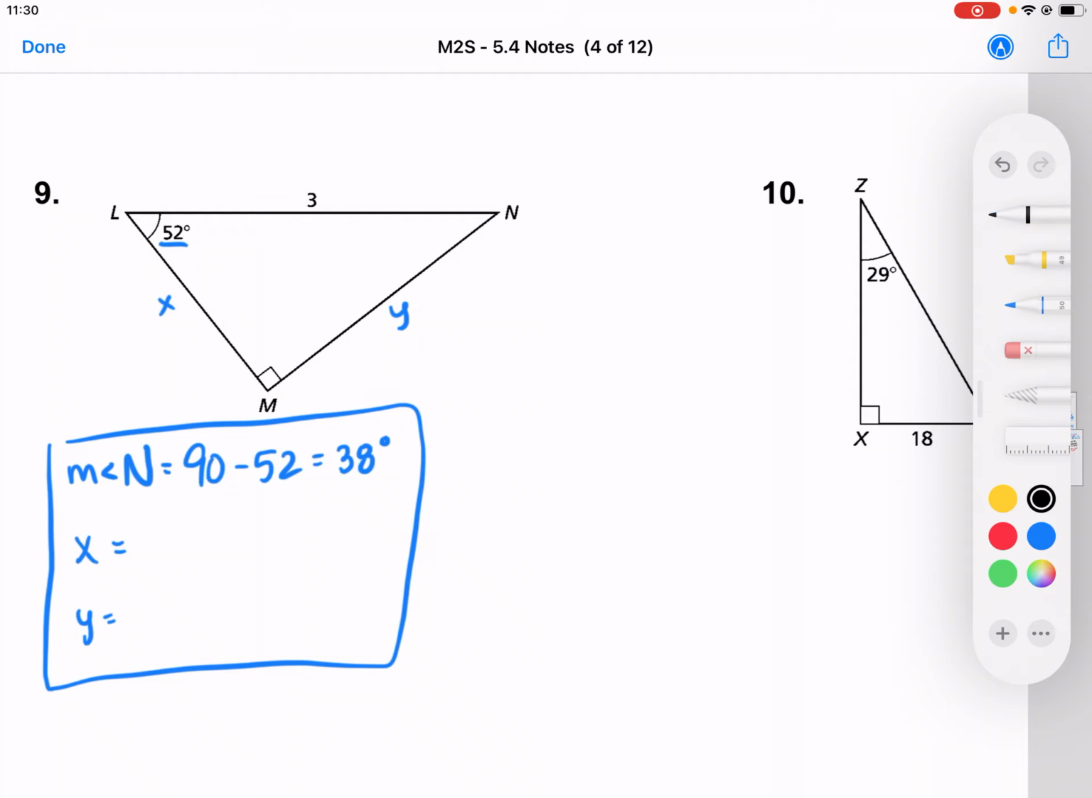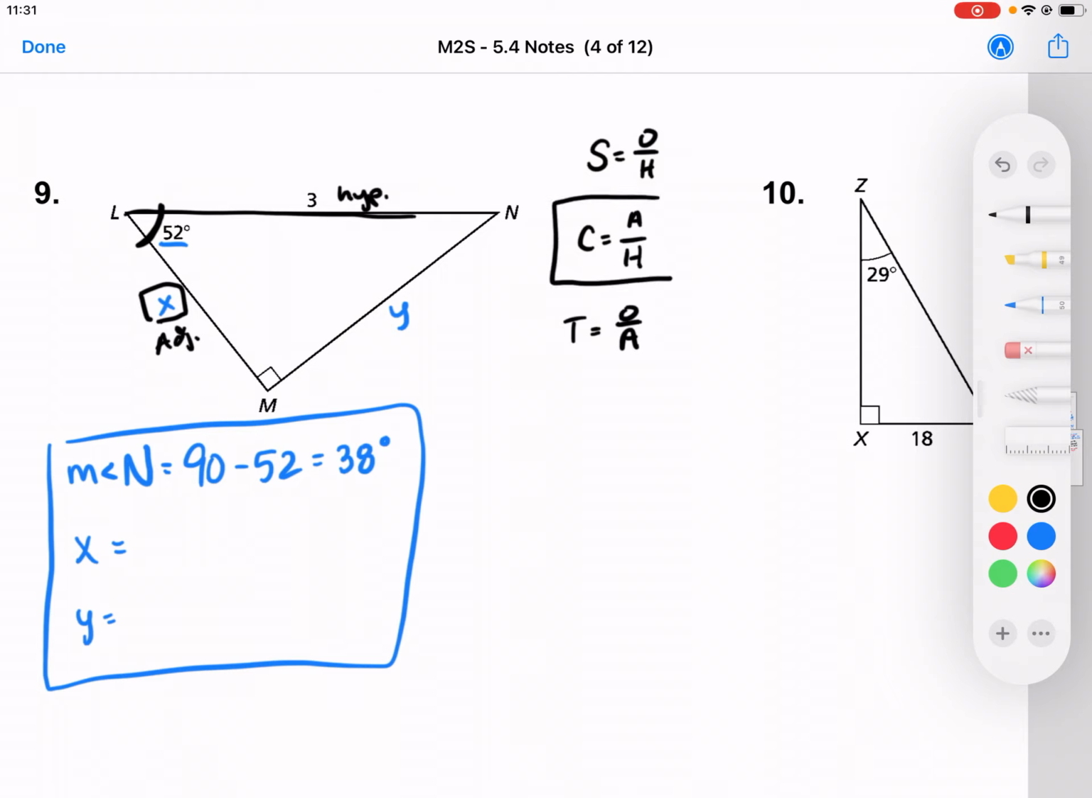So we're going to use our SOHCAHTOA. We got to figure out which one's going to be the best option. So we've got 52 degrees right here, and we've got a hypotenuse of 3. Now it really just depends on which side you're looking for first. So let's pretend we're looking for X. So let's find X first. X is the adjacent side.